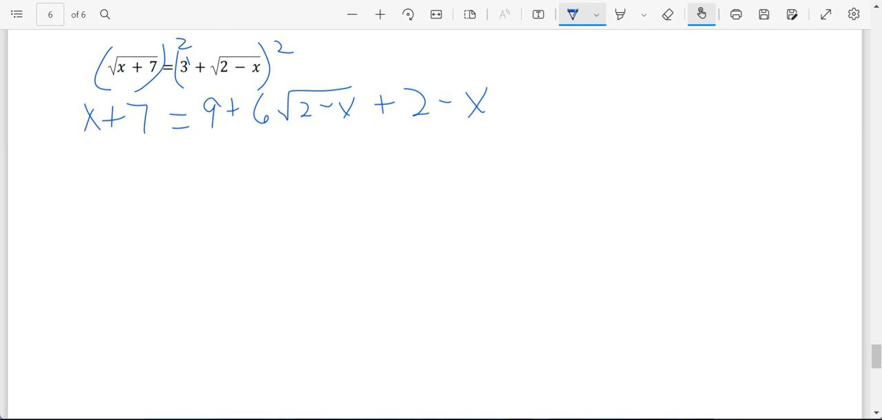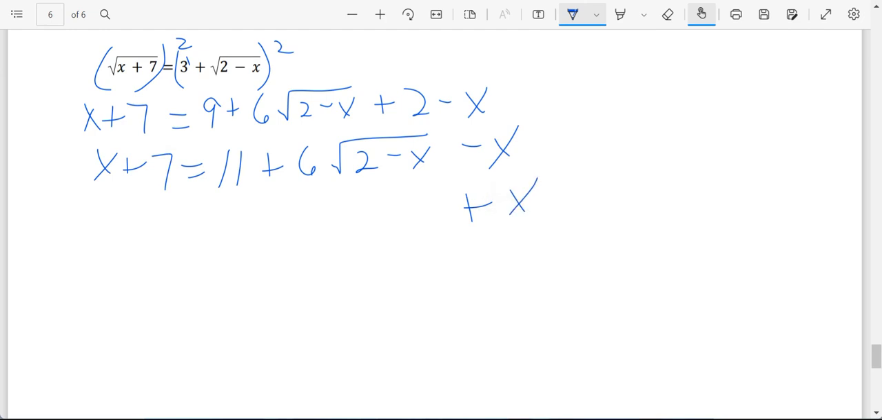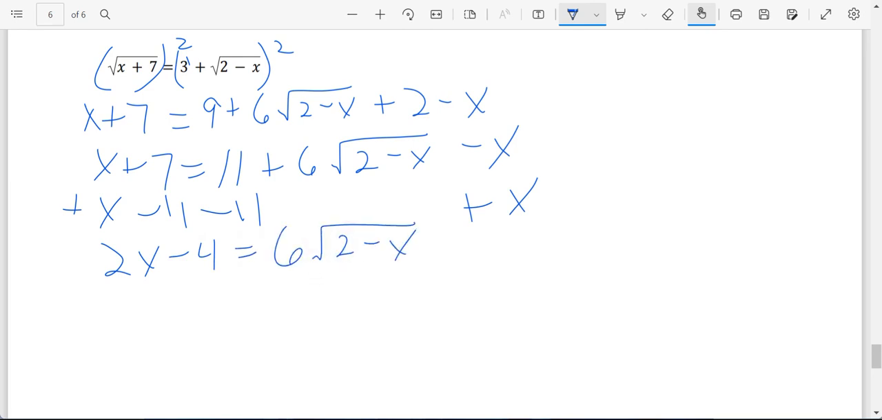Okay, I'm going to combine like terms to make our lives a little easier. We're going to have 11 plus 6 root 2 minus x equals x plus 7. Let's add x, add x. Subtract 11, subtract 11. What you're going to get? You're going to get 2x minus 4 equals 6 root 2 minus x. Let's divide by 6. Or if you don't want to divide by 6 yet, let's not divide by 6 yet. Instead, let's just go straight to squaring.